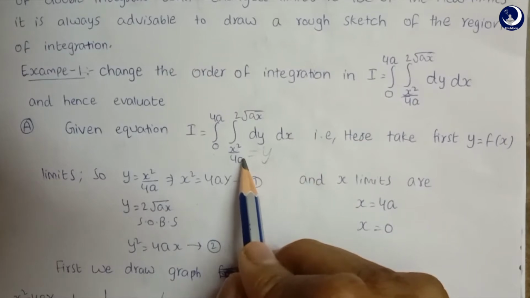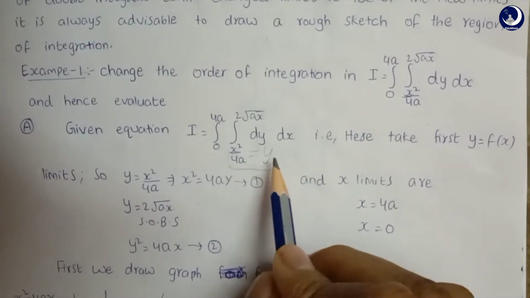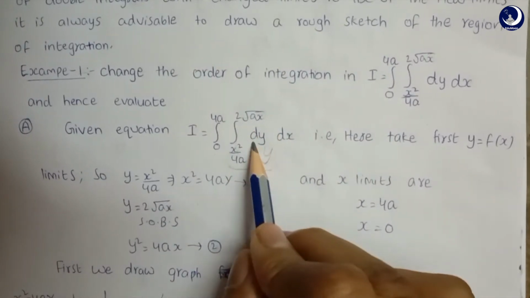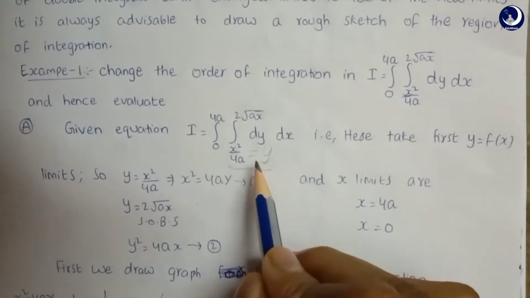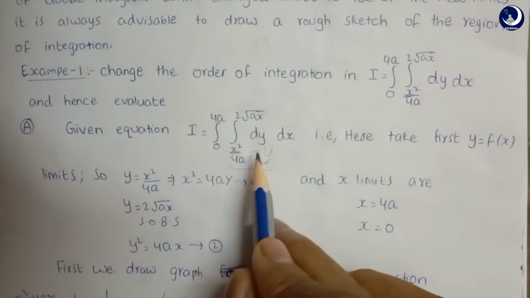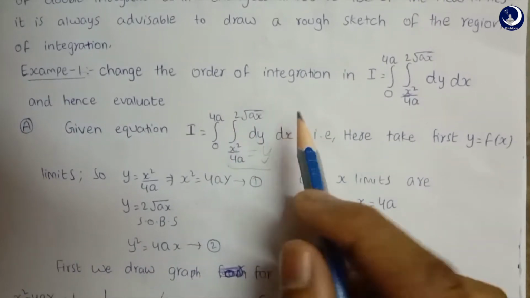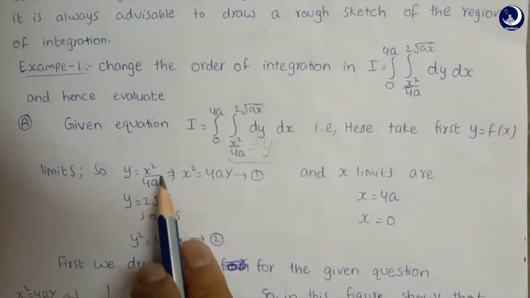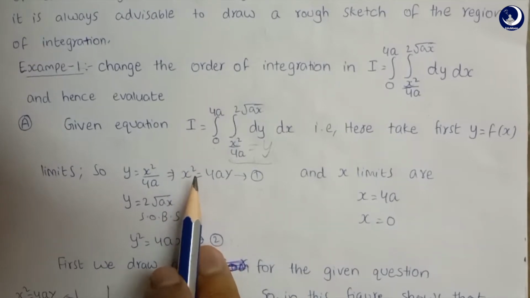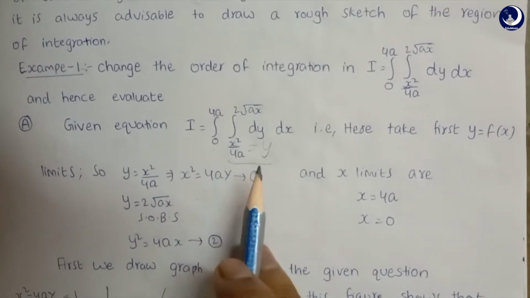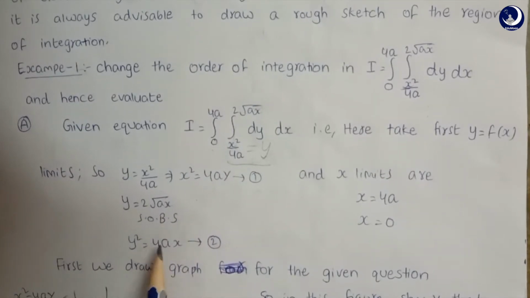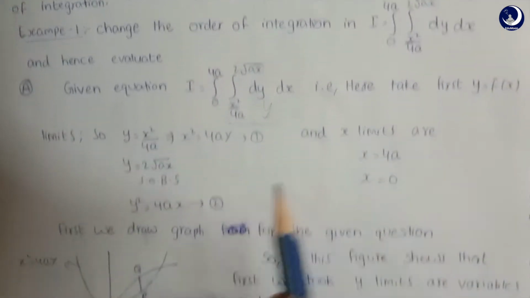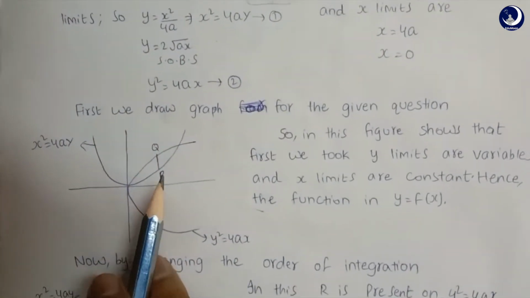That means in the given question we can understand that the y limits are variables and the x limits are constants. As per this question we take x squared by 4a equal to y and 2 root ax equal to y. So y equal to x squared by 4a, that is x squared equal to 4ay, the first function. Y equal to 2 root ax, by squaring on both sides we get y squared equal to 4ax. This is the second function. Based on these two functions we draw the graph.